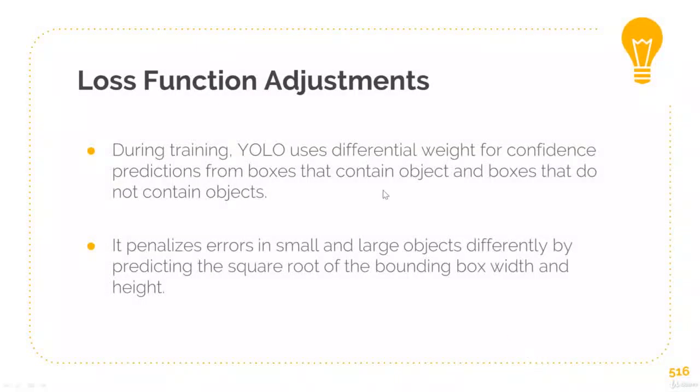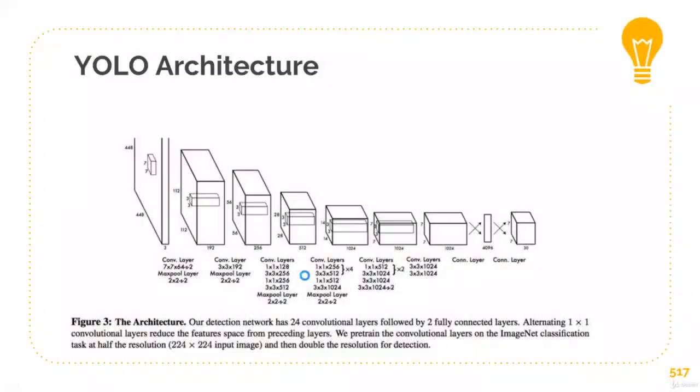So let's talk about the loss function adjustments. During training, YOLO uses differential weights for confidence predictions from boxes that contain objects and boxes that do not contain objects. It penalizes errors in small and large objects differently by predicting the square root of the bounding box width and height. So this is a YOLO architecture. It looks a bit simple, doesn't it? However, there's a lot more going on in YOLO than meets the eye in this image.